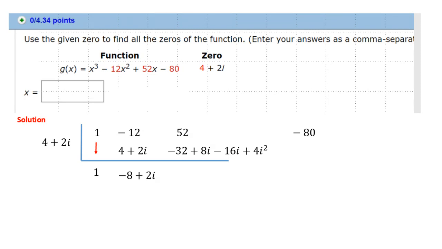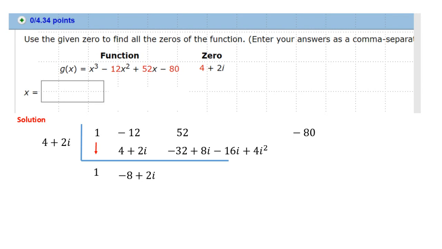And the 4 times the 2i gives me the 8i. And then we have 2i times the negative 8 gives me the negative 16i. And then 2i plus a positive 2i gives me the 4i squared. Okay. Now we can simplify this.